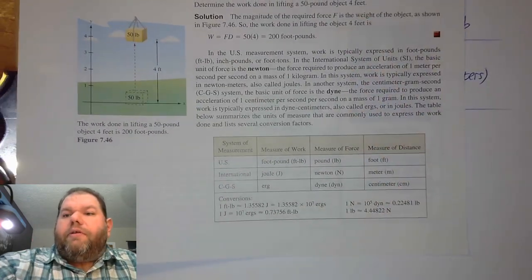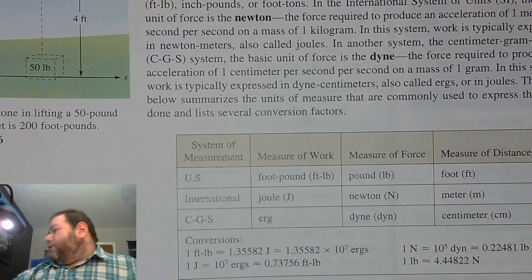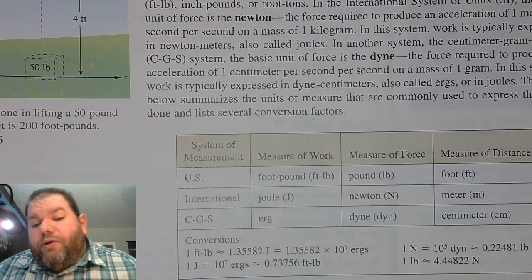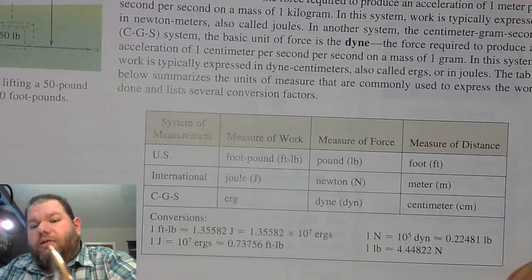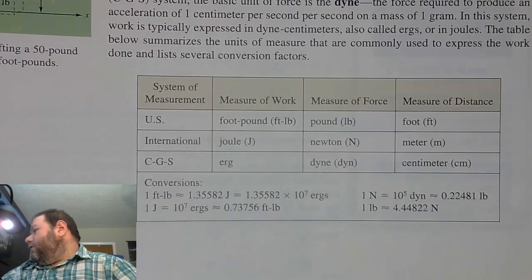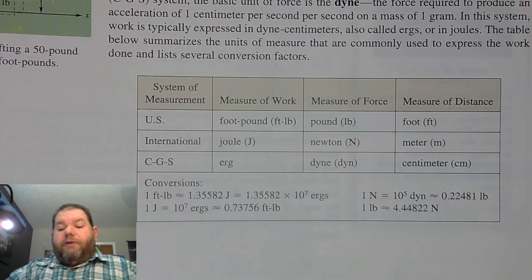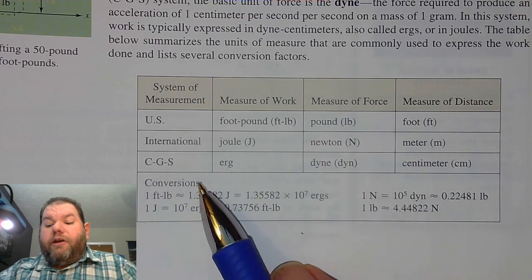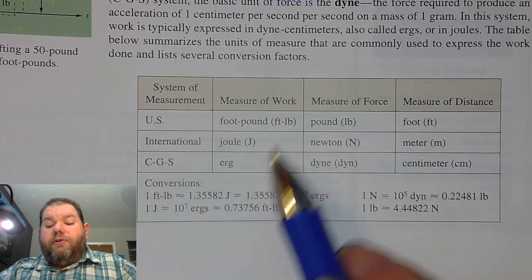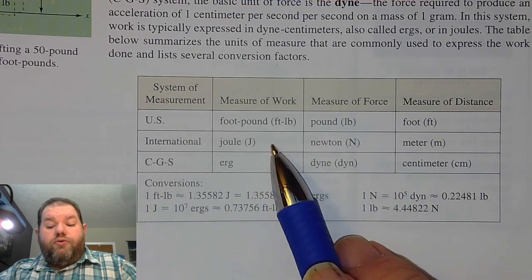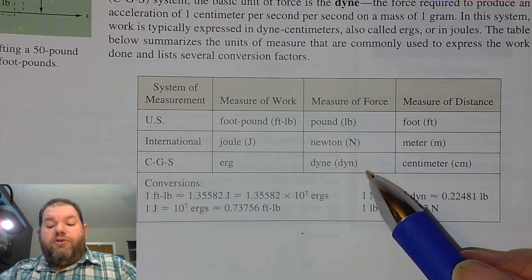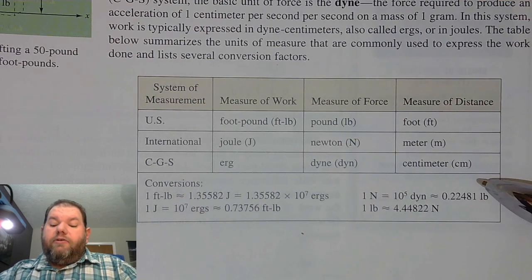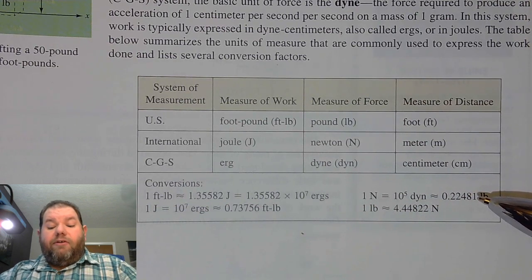Now, if you look in the textbook, this is on the bottom of page 485. It talks about some of what I was discussing. They also include the CGS system, which is centimeter, gram, and second. There we use the erg as a measure of work instead of the joule, force is measured in dynes, and distance is typically in centimeters. So it's really just a matter of scale.